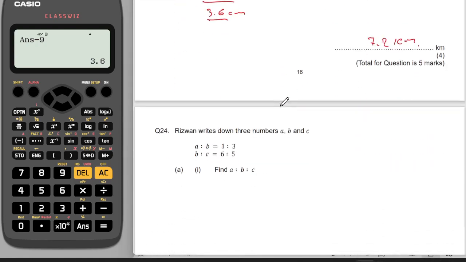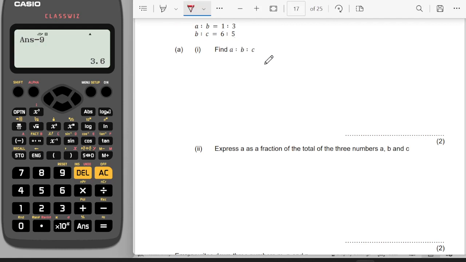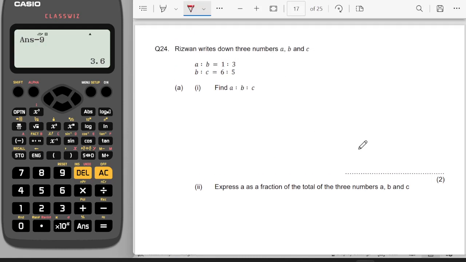Okay, and moving on to question 24. So Rizwan writes down three numbers A, B, and C. Find the ratio of A to B to C, so combining ratios. I tend to do combining ratio questions like this. I put the two ratios into the format that I want them all. So A to B is 1 to 3, and B to C is 6 to 5.